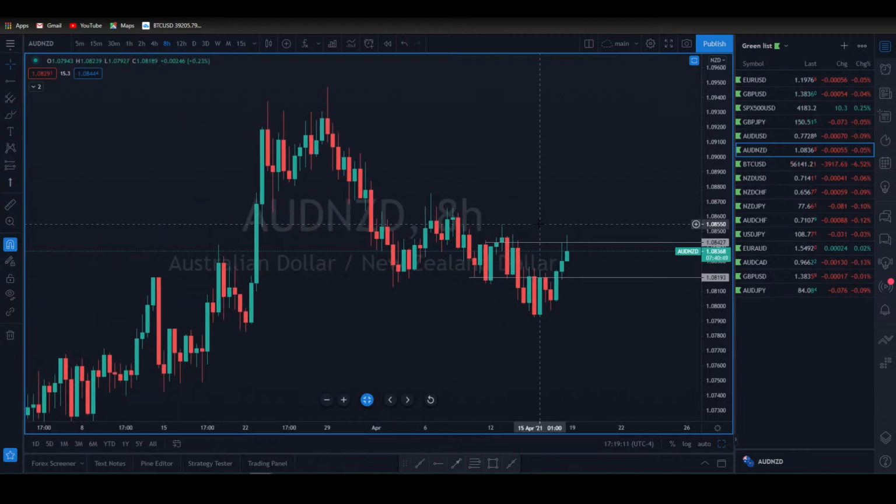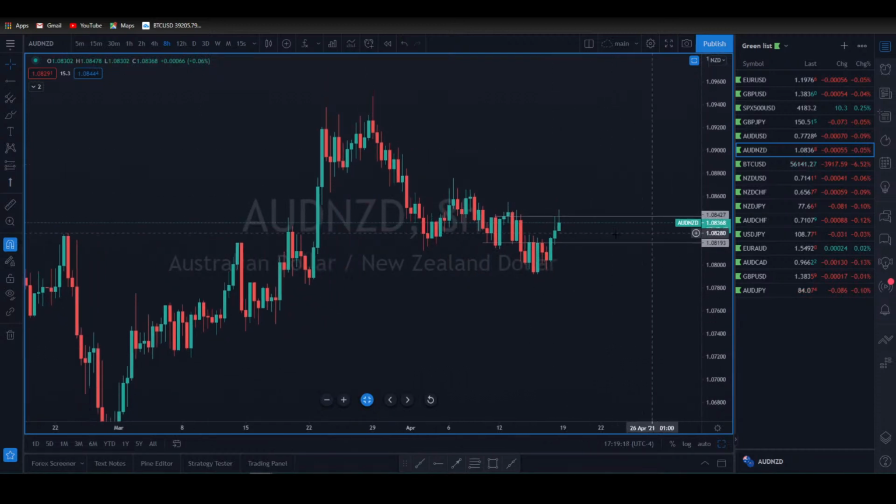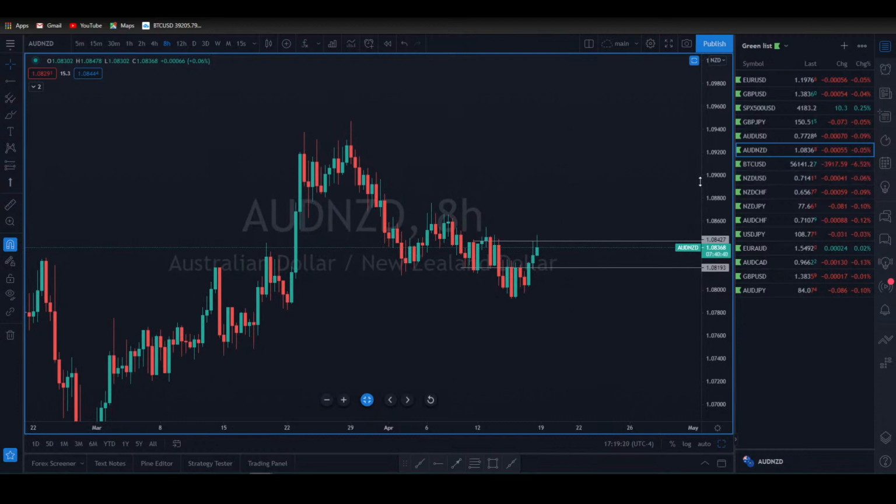Yeah, so Aussie, New Zealand, it's going to be whoever has the most strength. Australian versus New Zealand dollar. Aussie was pretty strong last week. Maybe this week New Zealand will be. And if that's the case, this thing will roll over and head for lower prices. So I think I'm going to stay away from this thing.